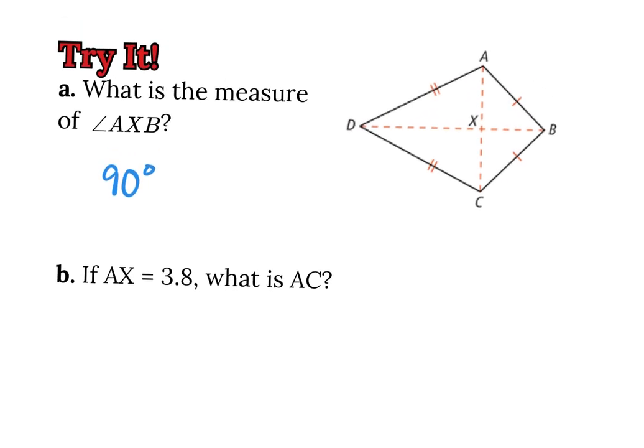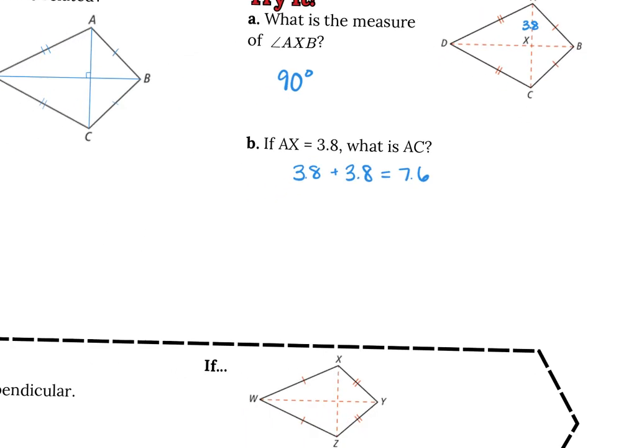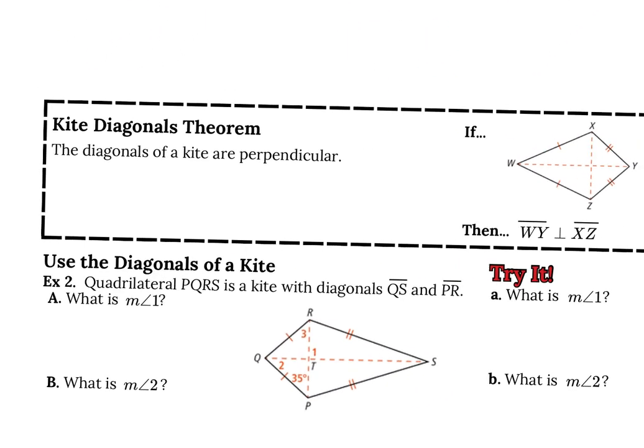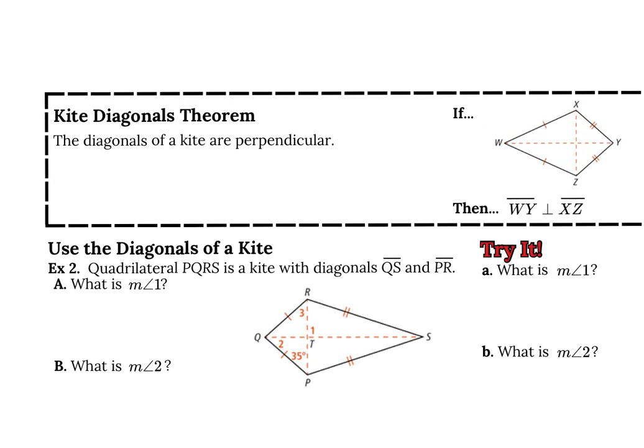All right, next they tell us that if AX is 3.8, what is AC, so the entire length? Okay, so we're going to take 3.8 plus 3.8 to get 7.6. Kite diagonals theorem. The kite diagonals theorem tells us that the diagonals inside of a kite create perpendicular bisectors, so it's creating 90 degrees on the interior.